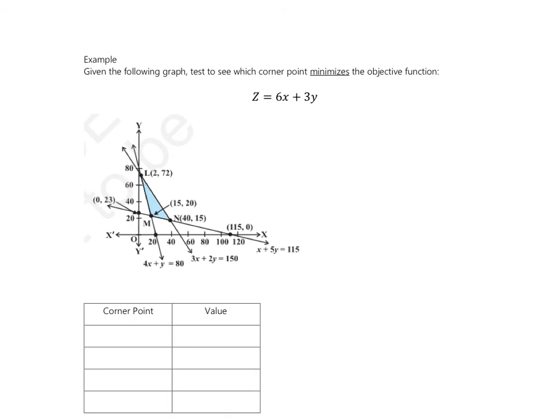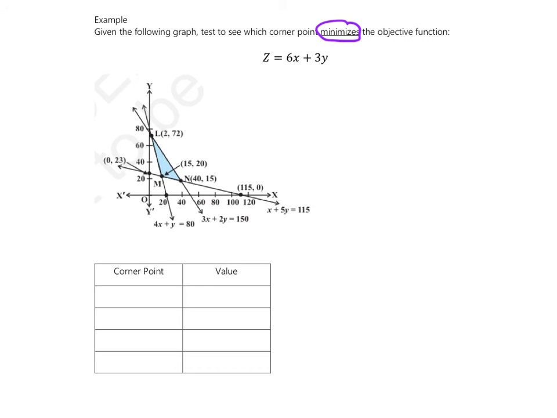In this example, we want to minimize the profit. So I'm looking for the smallest value. But again, remember, in order to maximize or minimize, it always occurs at a corner point. So your corner points here are going to be the values. And it's just the corner points of the feasible region.